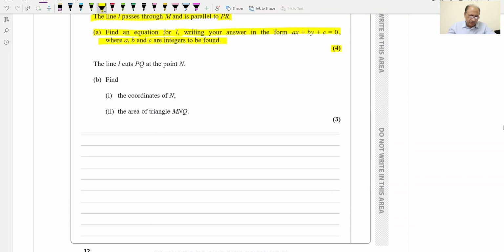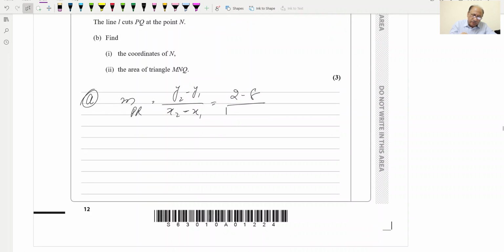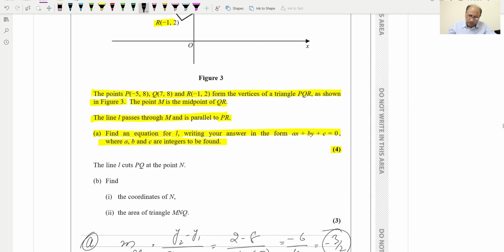So we will write gradient of PR will be, we will apply the formula y2 minus y1 over x2 minus x1, and this will be equal to 2 minus 8 over, because the points are 8, 2 minus 8 and minus 1 and minus 5 like this. So this will be minus 6 over 4, so it will be minus 3 by 2. So this is the gradient of PR, m of PR.